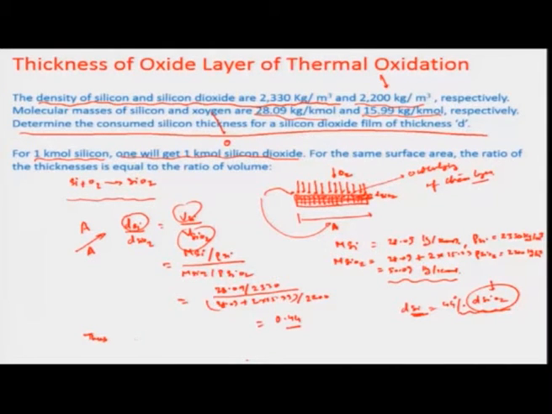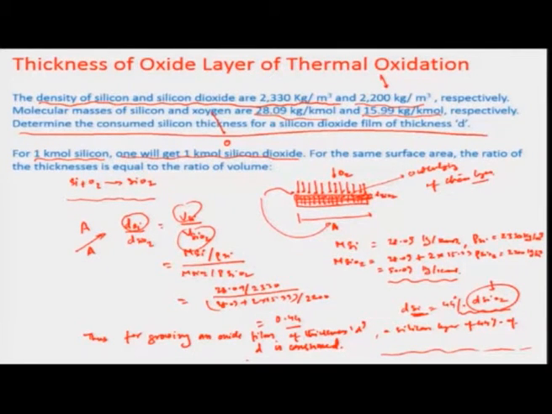for growing an oxide film of thickness D, a silicon layer of 44% of D is consumed. So, this kind of completes the fabrication process in totality.